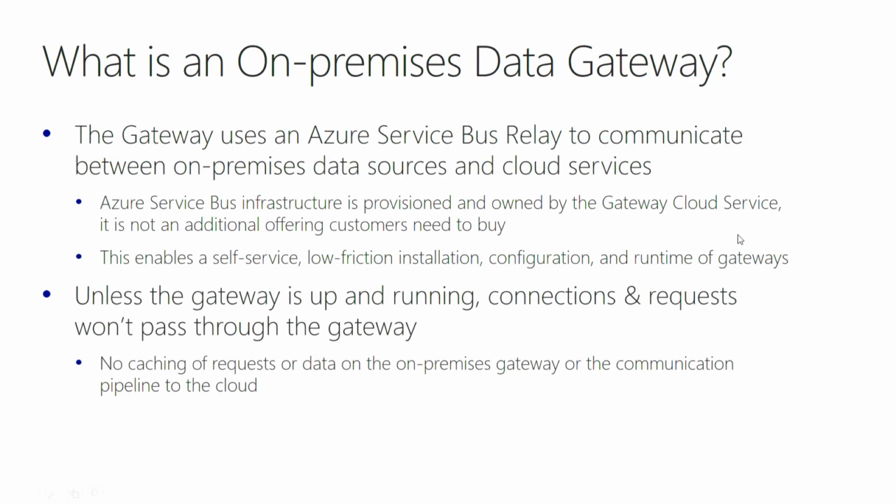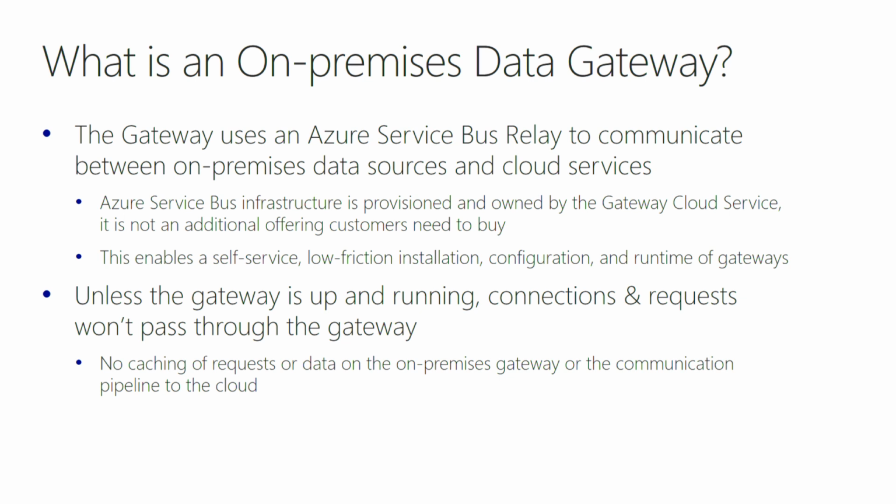on-prem data sources. Now, the gateway uses an Azure Service Bus relay to communicate between your on-prem data sources and cloud services. You do not have to bring your own infrastructure. We take care of that. So all you need to do is just download the gateway and start consuming it on your cloud data sources.